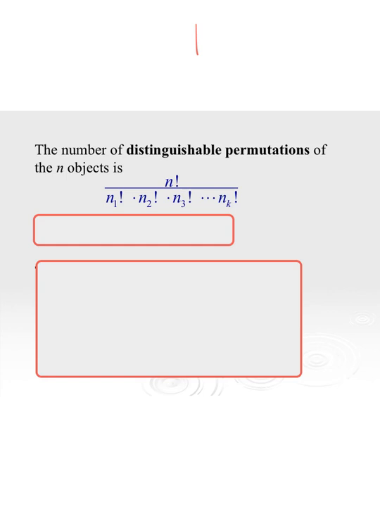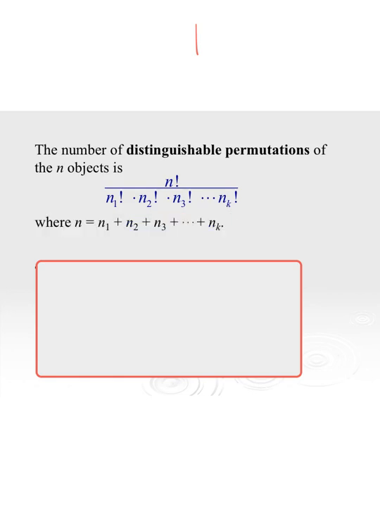So our formula for the number of distinguishable permutations of n objects is going to be n factorial divided by n1 factorial times n2 factorial times n3 factorial all the way to nk factorial, where all of your denominator values add up to be the total number of elements you have.